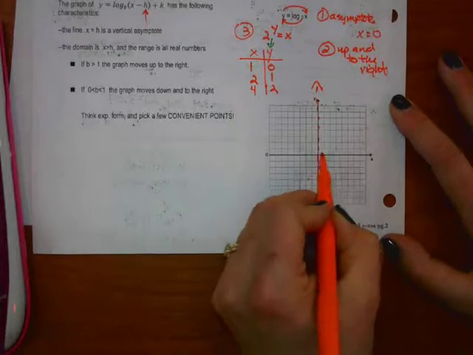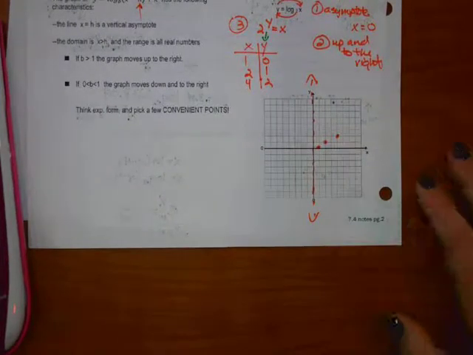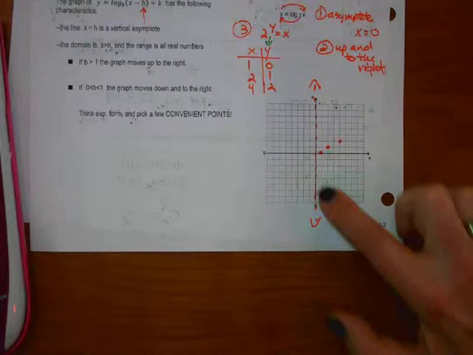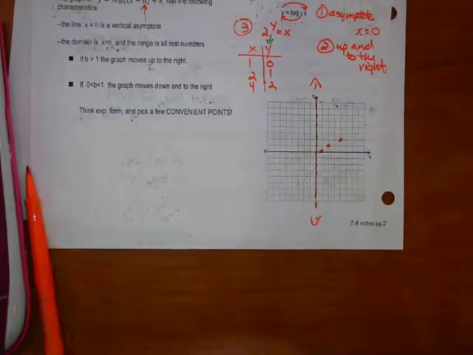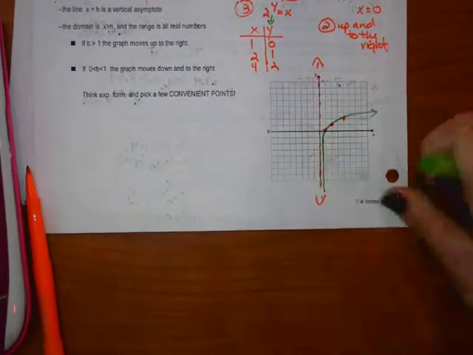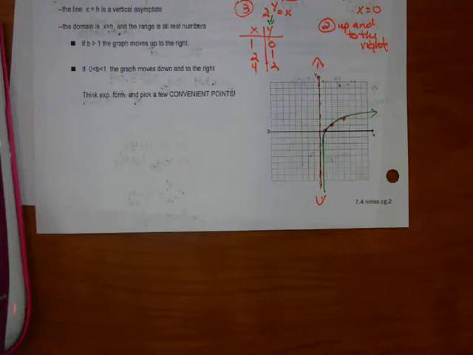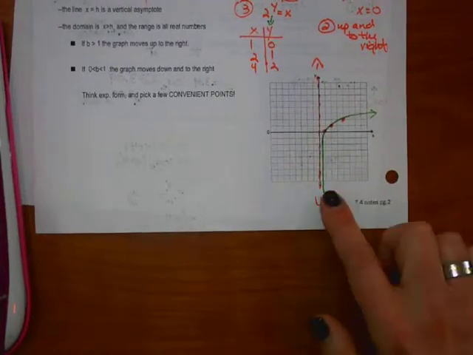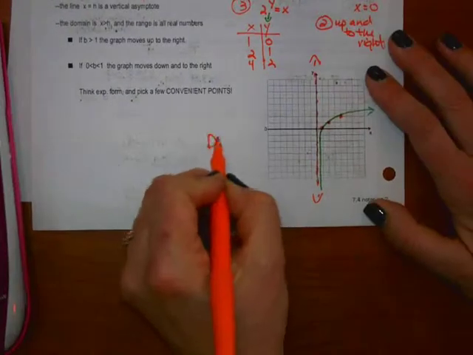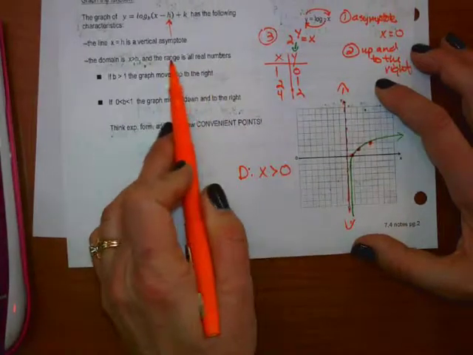So let's graph them. Over 1, up 0, over 2, up 1, over 4, up 2. I've already decided that my graph is going to go up and to the right, and it's going to go along the asymptote. Don't forget that. It goes along your asymptote, comes up through your points, and goes to the right, like that. Now we just have to state the domain and the range. All my x values are going to be greater than what? 0. And what did it say right here? The range is always going to be what? All real numbers.